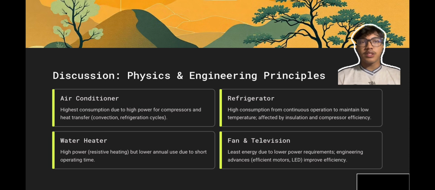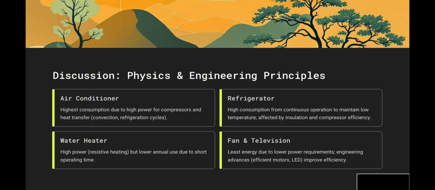For fan and television, we use the least energy due to low power requirement, because technology has improved using efficient motors and LED, and the engineers have already improved the efficiency. Even though they are used every single day and every single night, the energy use is less because the efficiency has improved over time.